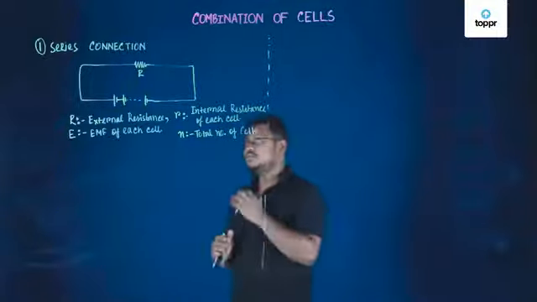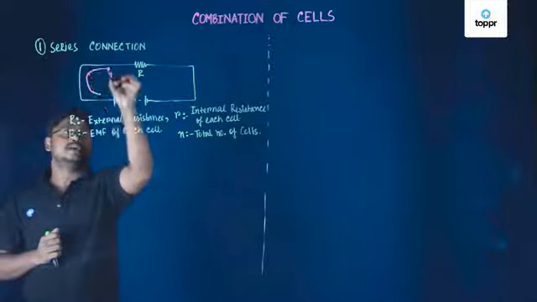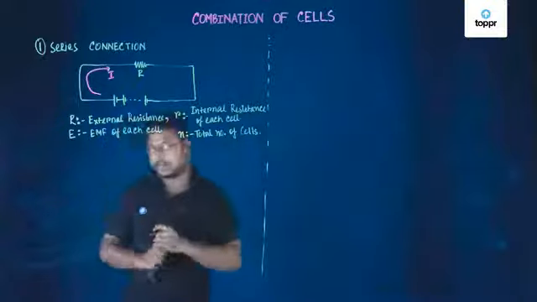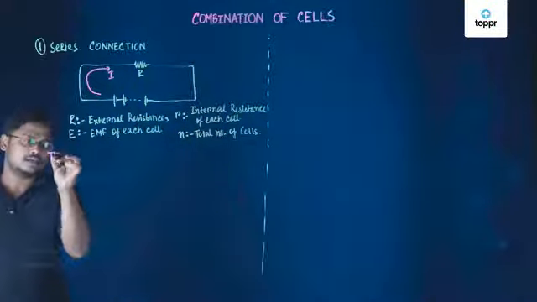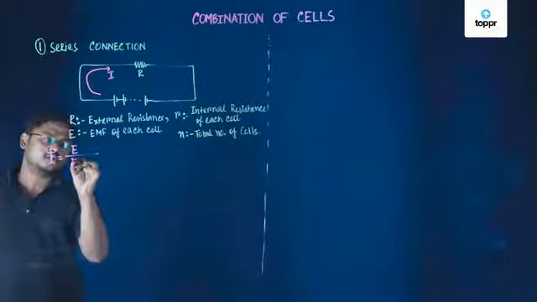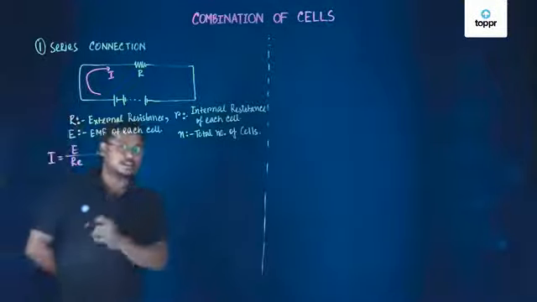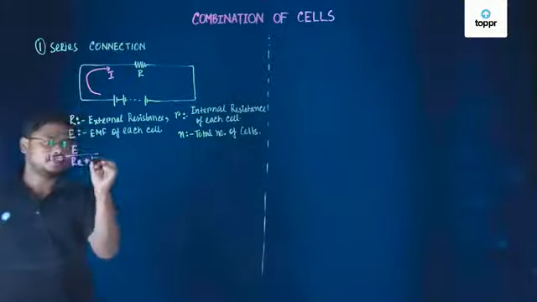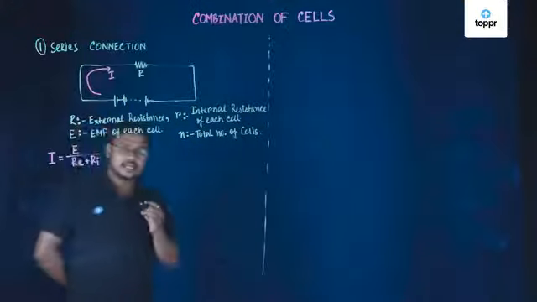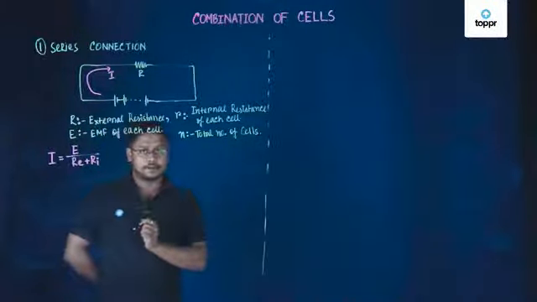We want to find the value of the current I that will flow through the external resistance. From the definition of current, I equals total EMF divided by total resistance. Let's write R_E for the external resistance and R_i for the internal resistance. First let us calculate the total internal resistance.